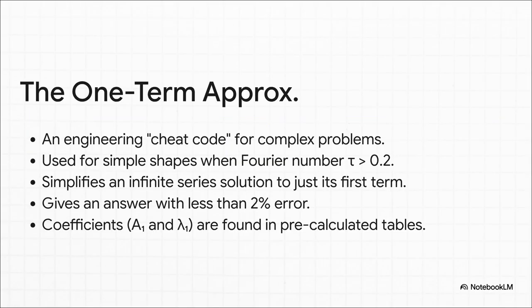So, you ready for the big cheat code? The full, exact mathematical solution is this hideous infinite series of terms. It's a nightmare to calculate. But it turns out that for simple shapes, after just a little bit of time passes, all those other complicated terms in the series, they just kind of fade away into nothing. They become so tiny, they don't matter anymore. All you're left with is the very first term. So engineers just use that. It's called the one-term approximation. And it's shockingly accurate, usually less than 2% error. And the best part, all the tricky constants you need are already calculated for you in tables.